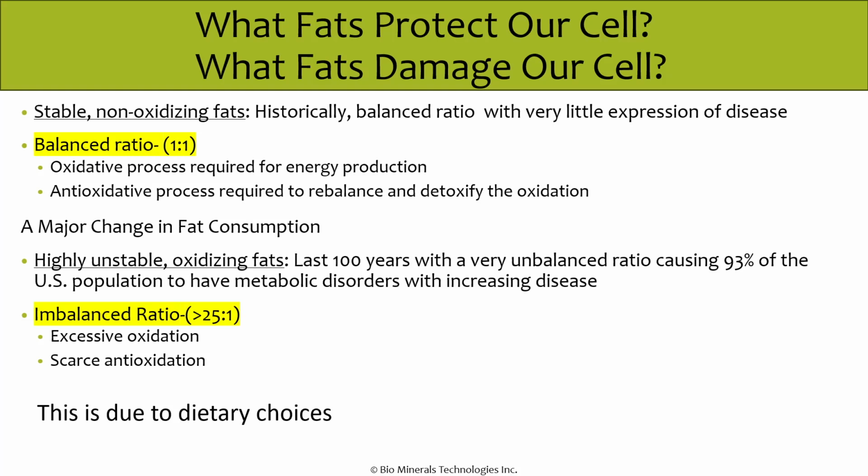Our imbalanced ratios now are in excess of 20 to 25 to 1. We have excessive oxidization and very little antioxidization. And this is not genetic. This is due to our dietary choices.